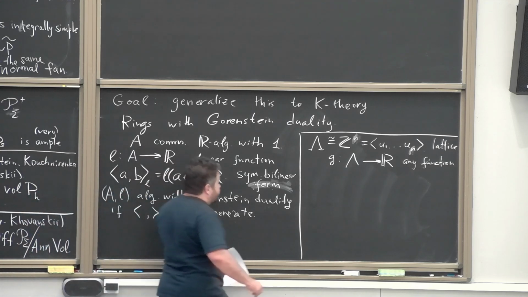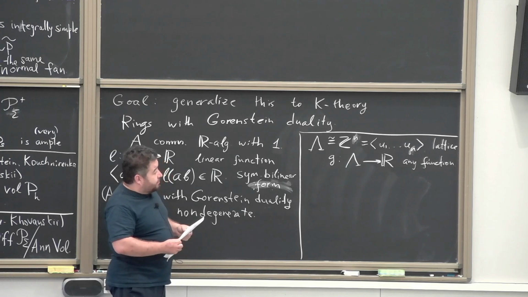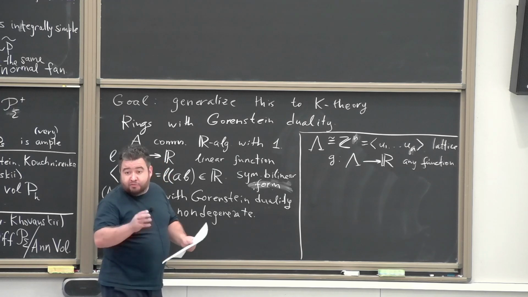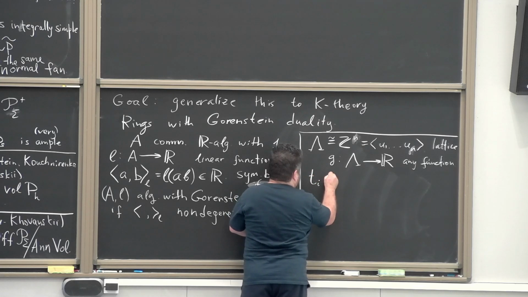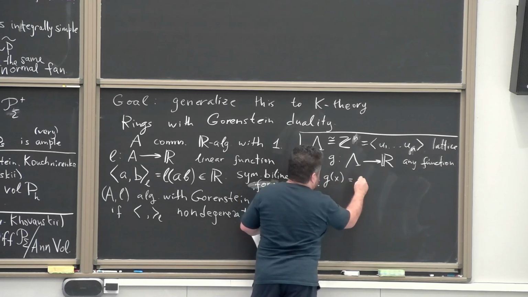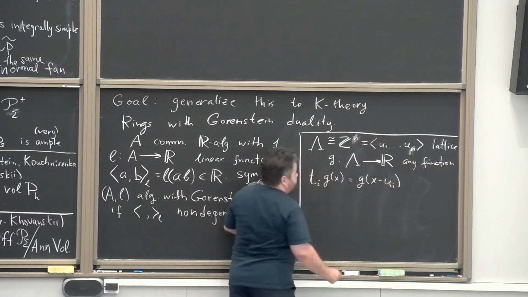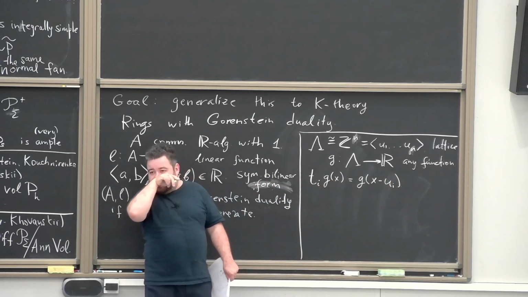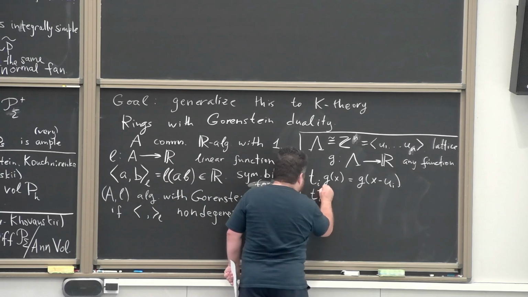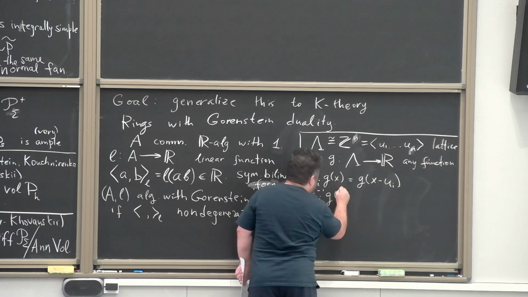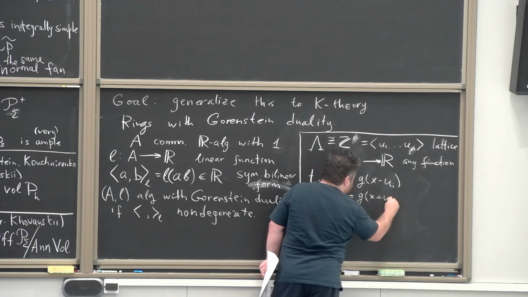Okay, anyway, so I have this function, and I can consider operators of shift. Let's say Ti applied to g of x is nothing but g of x minus ui. I just shift my function by this unit vector in the direction of the ith coordinate. And Ti inverse applied to g of x is g of x plus ui.